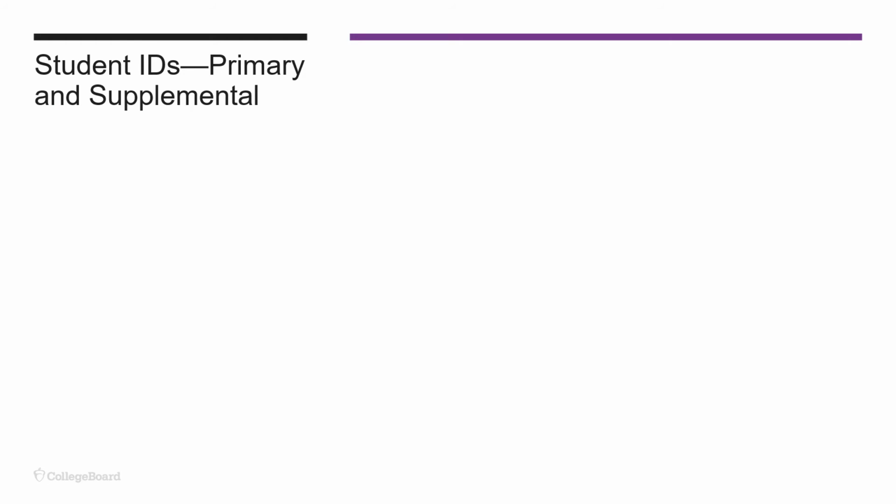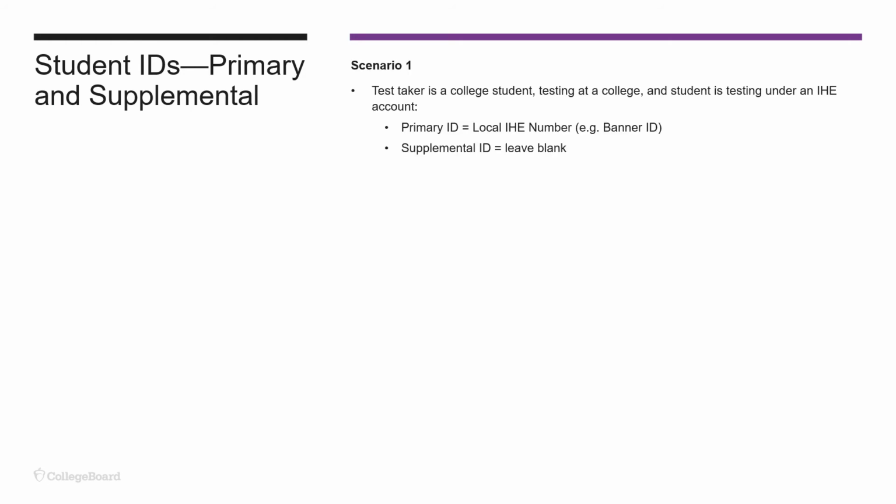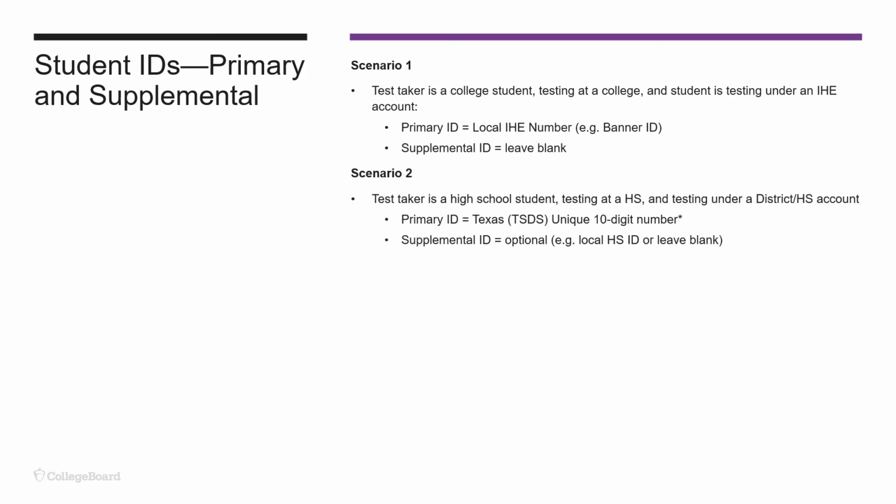On this slide are a few scenarios related to student IDs when taking the TSIA2. In scenario 1, the test taker is a college student testing in a college, and the student is testing under an IHE account. The primary ID would be the local IHE number, and the supplemental ID would be left blank.